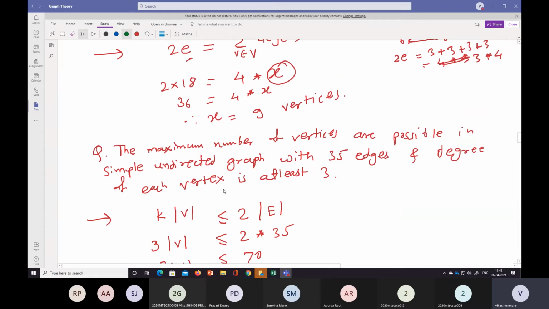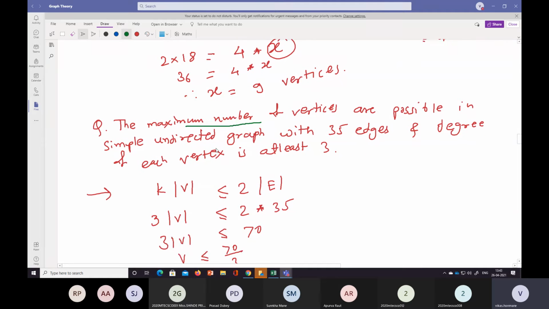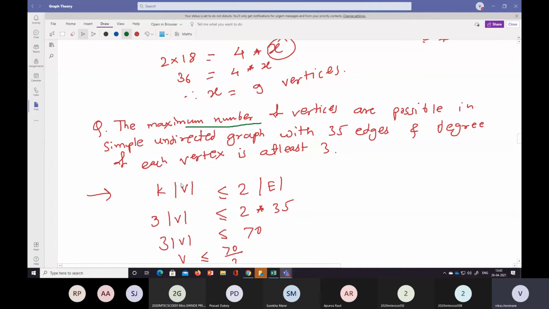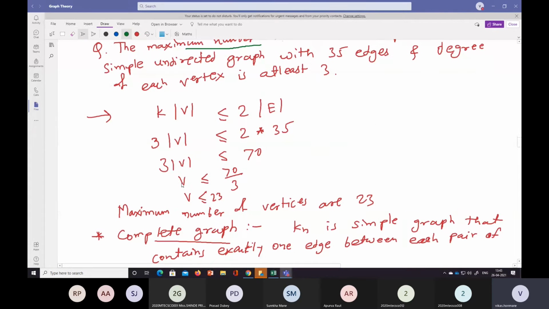Then the next question is: what is the maximum number of vertices possible in a simple undirected graph with 35 edges, where the degree of each vertex is at least 3? So this is the next question. What is the maximum number of vertices that are possible? Okay, so we use the second corollary, k into v less than or equal to 2 into e.